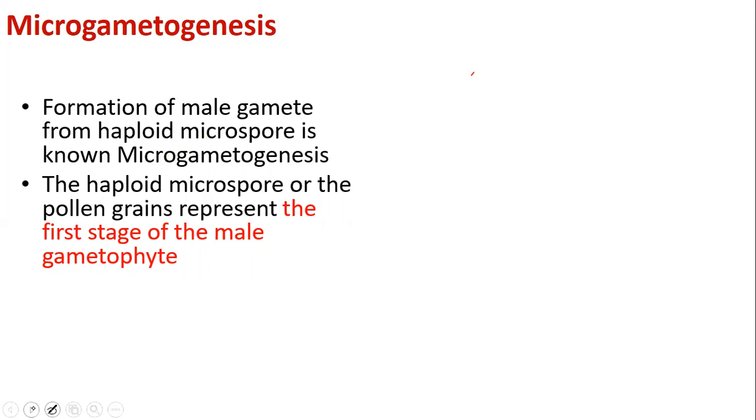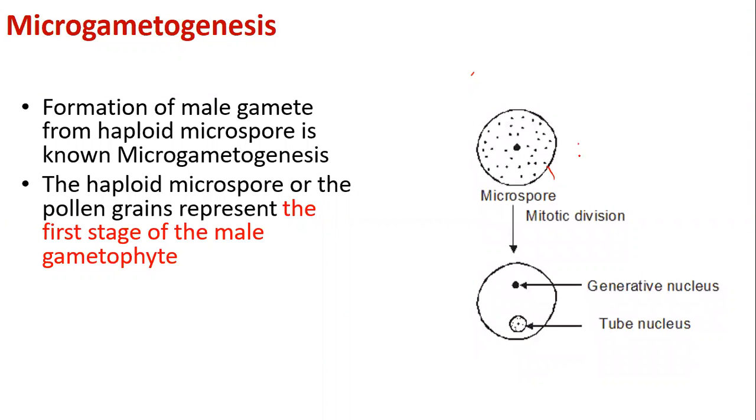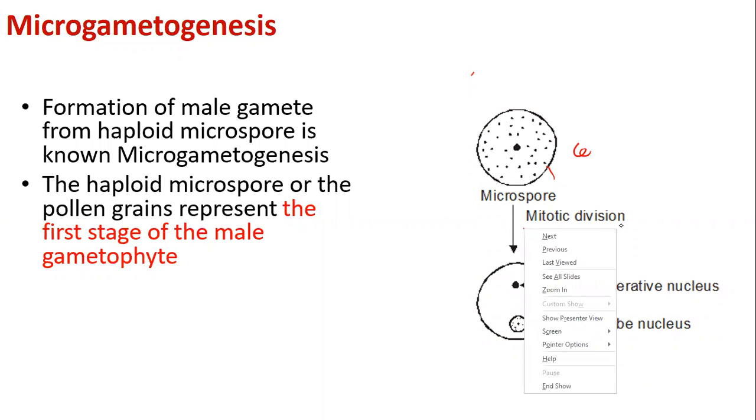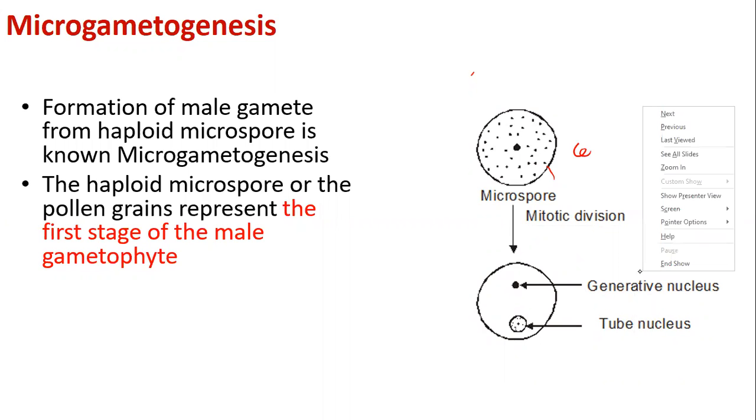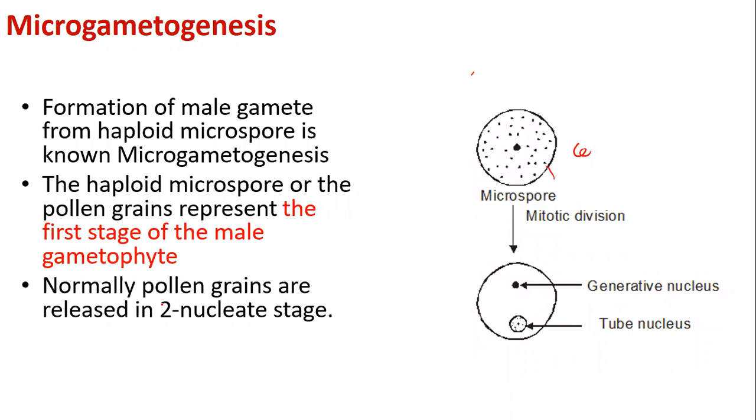So we can see there are two stages: one, the stages prior to pollination, and the stages after pollination. So haploid microspore or the pollen grain, as I told you earlier also, represents the first stage of the male gametophyte. So here you see, this is the microspore. First mitotic division is going to happen, right? And once the mitotic division has happened, two cells are going to be formed. One is the generative cell, second is the tube nucleus, or what we call the vegetative cell. So these two are formed during the first division. And you know very well that pollen grains are normally released in the two-nucleate stage. That is important.